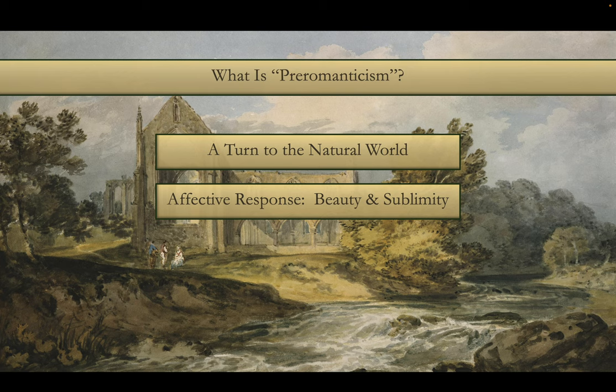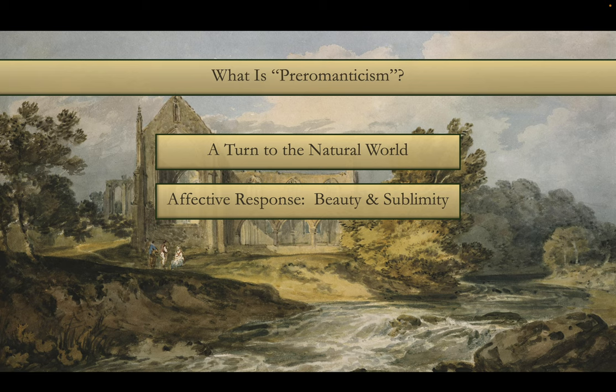The next quality you should look for is what I call affective response. So by immersing themselves in nature, these poets can explore the relationship between their sensory impressions and their emotions. And this goes back to John Locke's Essay Concerning Human Understanding in the late 17th century, 1690. Unlike previous generations of poets, the later 18th century poets are interested in sharing their feelings. And they invite the reader into their emotional space in a way that we've never seen before in English poetry, to form a connection with their readers.